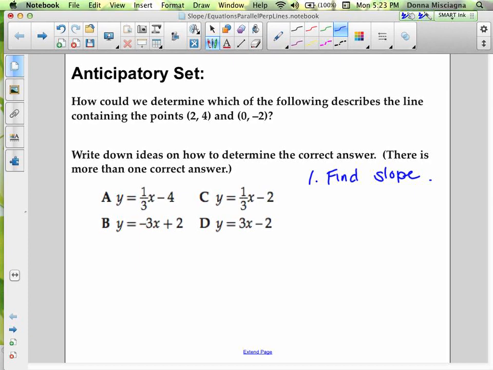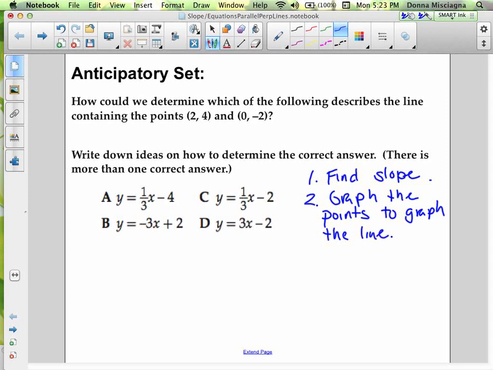Well, maybe you want to go about it a different way. Maybe you want to graph. So you could graph the line, and you could graph the line by graphing the points, and you could see what your answer was. That would be an idea.